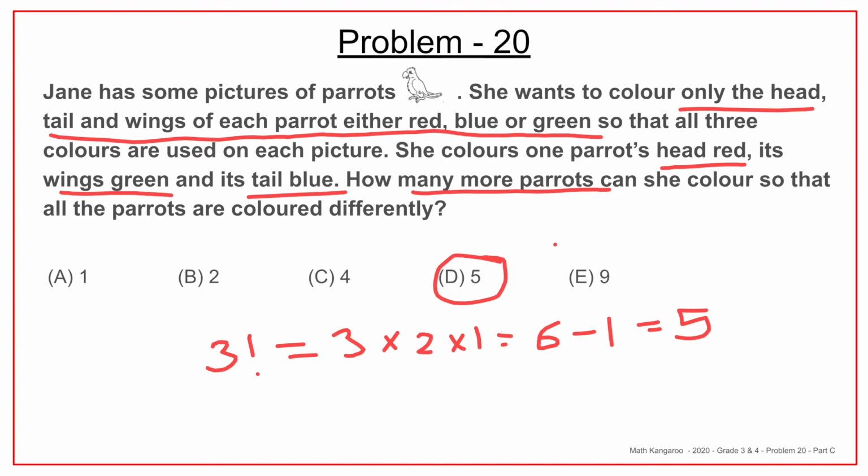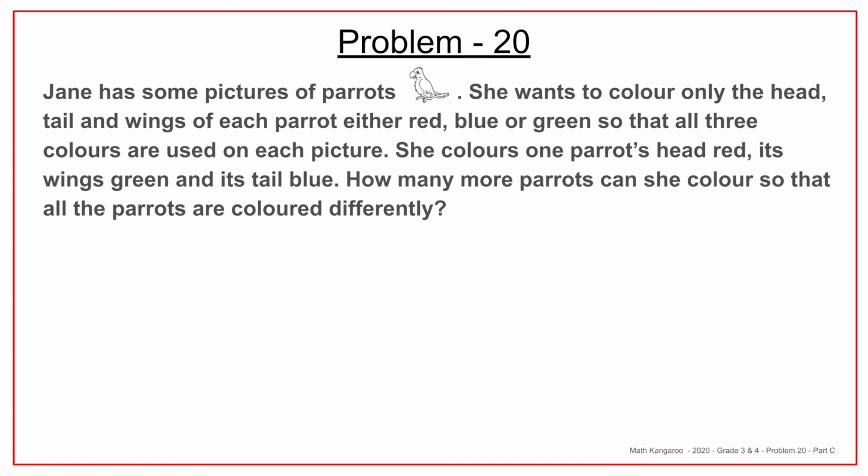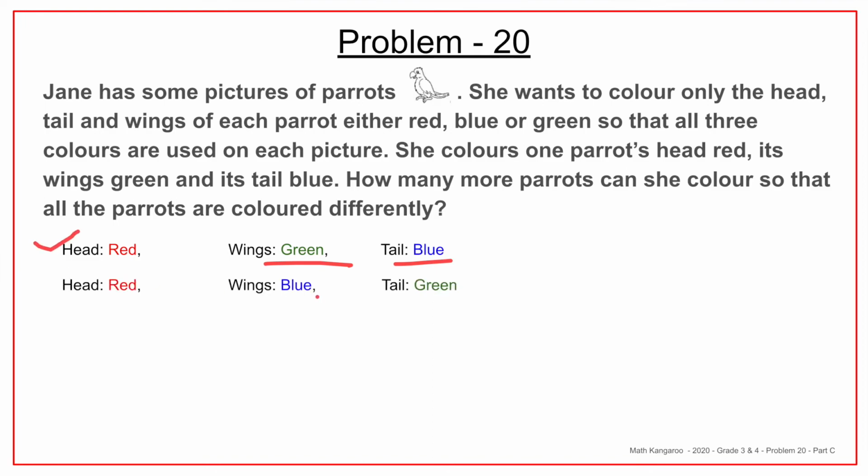Second method, we would use different combinations. So we have already used red head, wings green and tail blue. So she has already done this one. Now another combination. If we take head red, then we can interchange wings and tail. If we take head as green, then we can change wings to blue and red. We keep head green, then we can interchange wings and tail to red and blue.